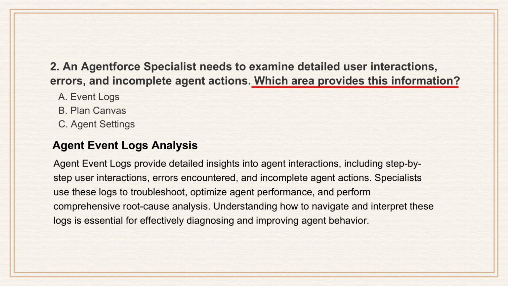What's going to give you that granular level of detail? So not just the settings or the overall plan, but every click, every error message, every prompt trigger. Exactly. All right, the answer is A, event logs. And that is your bread and butter when you're trying to troubleshoot, when you're monitoring agent performance, and you want to see how users are really interacting with your agent. It's like having a time machine. Yeah, it really is. You can step back through and replay every single interaction so you can see if something went wrong, exactly where it went wrong.